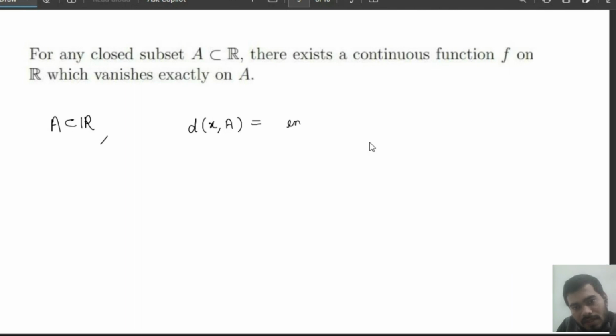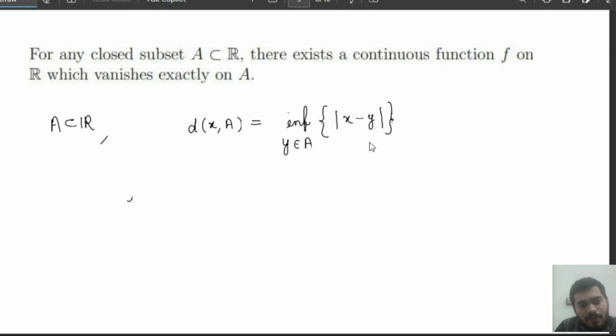The definition is to take the infimum over y belonging to A of the distance of x and y, with the usual metric. Take the infimum over y belonging to A and take the distance of x and y. Now it is a function.